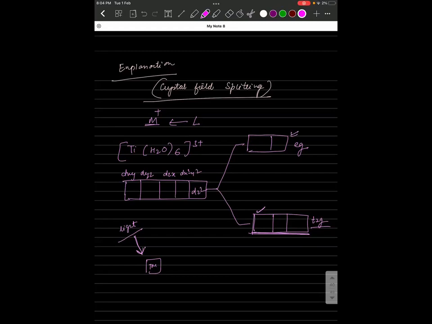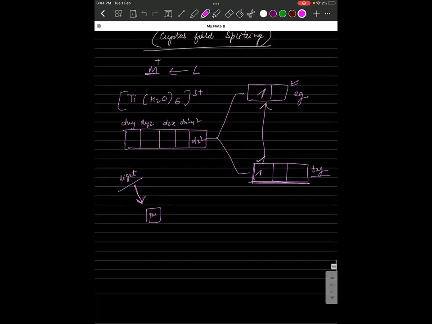Now the color of the transition element corresponds to that d-d transition. These electrons from the lower level are excited to the higher level. So the color of the transition metal compound is due to that d-d transition. Understood? Because of that excitation of electron.